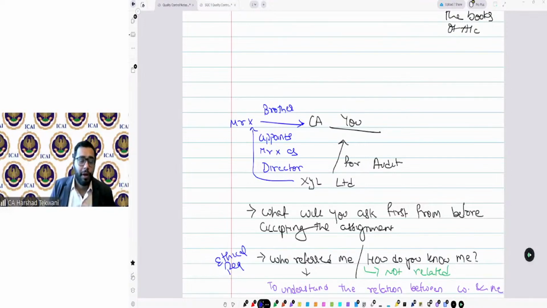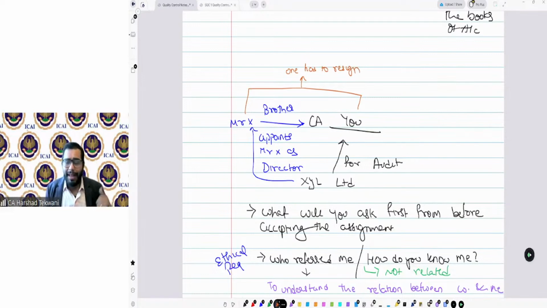Okay. So there are two options. Either you ask yourself, I need to step down, or you ask your brother to step down. So one of you has to resign. Now, which one it will be, that will be mutually decided. That is fine. But whatever you do, SQC1 says, please document this.